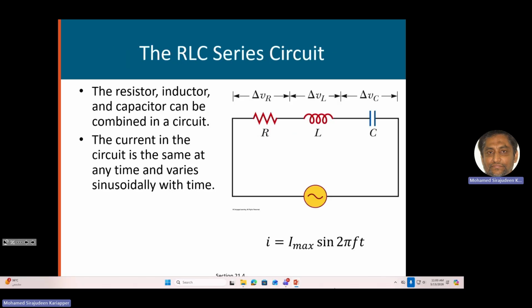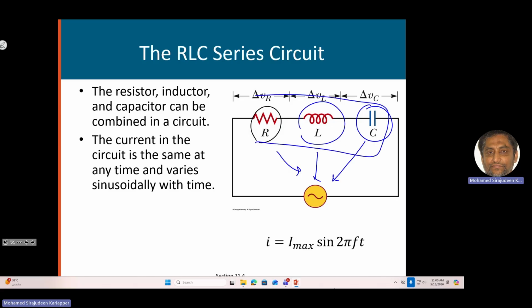Right, so in this chapter, we looked at a resistor with the AC source, then an inductor only with the AC source, then a capacitor only with the AC source. Now we put them all together. So we call it RLC. They are connected in series. So RLC series circuit. And you want to know what happens now.